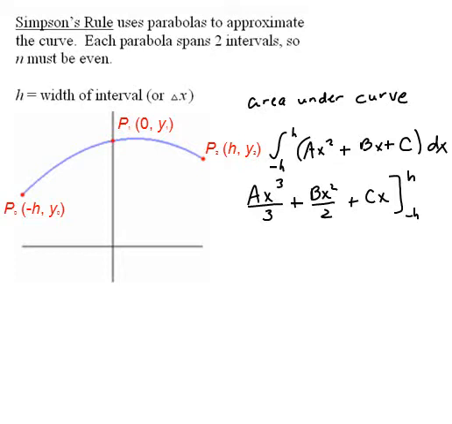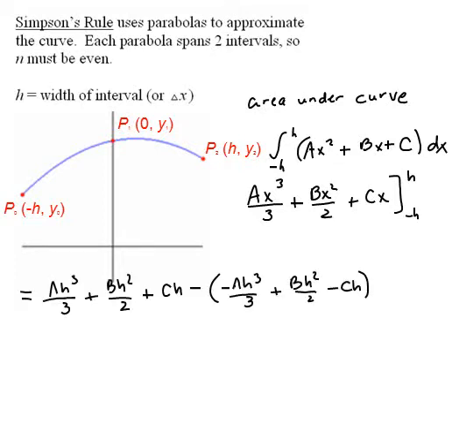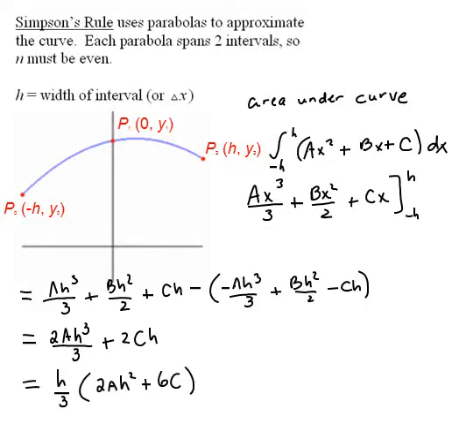Integrating, I get ax to the third over 3 plus bx squared over 2 plus cx evaluated from negative h to h. Then plug in the h and negative h and combine like terms. If I factor out an h and a 1/3, I get h over 3 times 2ah squared plus 6c. This is an expression for the area under the parabola in terms of a, b, c, and h.